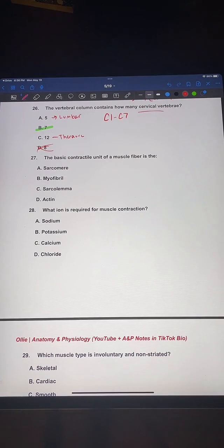Number 27, the basic contractile unit of a muscle fiber is what?